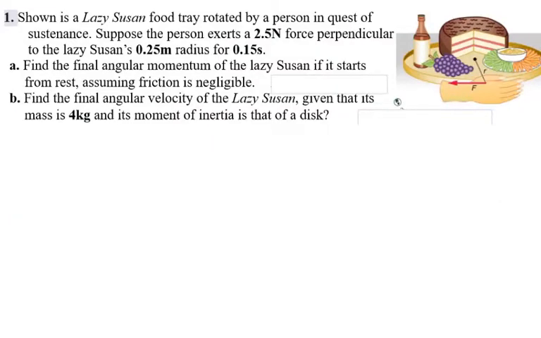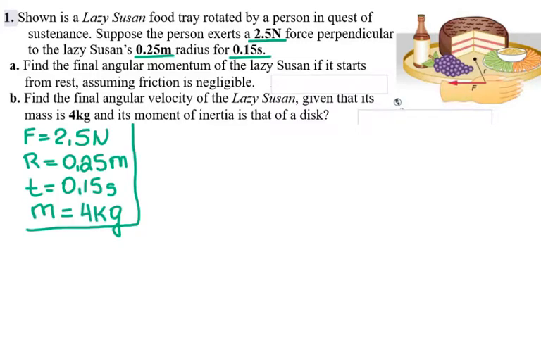Here's another question that I want to solve in this video, so I'm gonna pause it and let you read it, and then by the time you unpause it, you will have everything that is given written for you. So go ahead and pause it. So I have the force that is acting, 2.5 newtons, the radius at which it is acting, 0.25 meters, the time for as long as it is acting, 0.15 seconds, and the mass of the Lazy Susan is 4 kilograms.